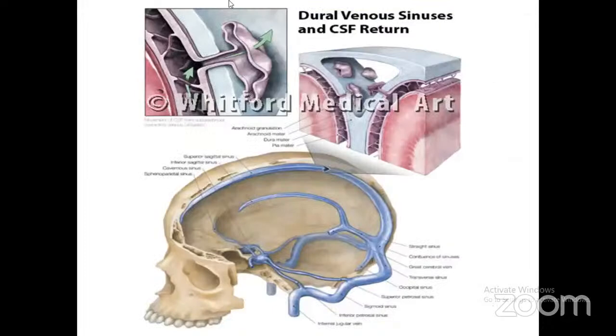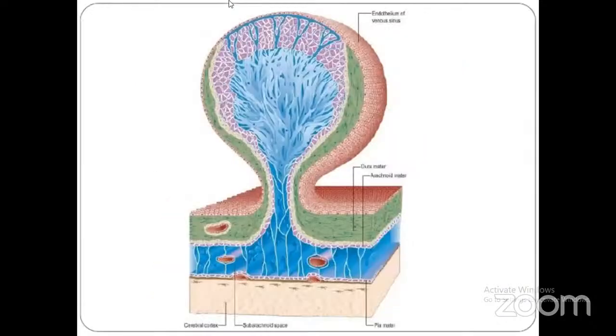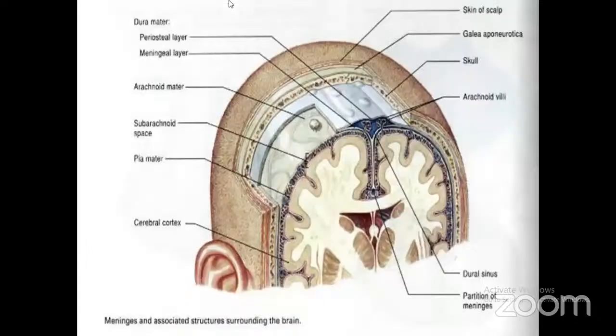And you can see they are also involved in CSF absorption. This is a picture showing the arachnoid granulations, which absorb CSF. They are lined by endothelium. And here you can notice how the brain is covered by all these three meningeal layers. And you can see the arachnoid granulations, arachnoid villi.